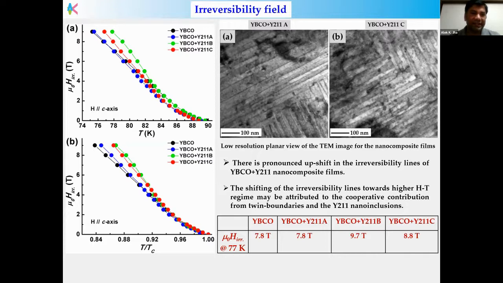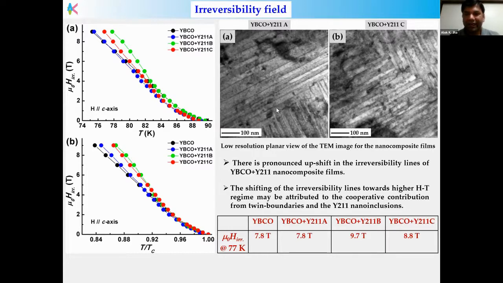This is the irreversibility field as a function of the temperature, and the irreversibility field as a function of the reduced temperature, which avoids the effects of TC. We can see that in the case of the nanocomposite film, the irreversibility line is shifted towards higher temperature and field regime. So it shows that the vortex pinning is increased, because the line itself is shifted towards higher field and temperature.